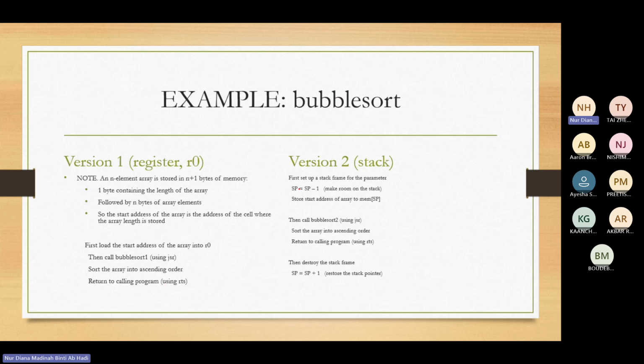But if we are using stack, first we set up the stack frame for the parameter where we use SP equal to SP minus 1. Make room on the stack, okay? Store the start address of the array to memory at SP, and then you call your bubble sort 2 using JSR, sort the array, and then return to the calling program. So the thing is the same, it's just that the way you use it is different. One is using the register, another one is using stack.